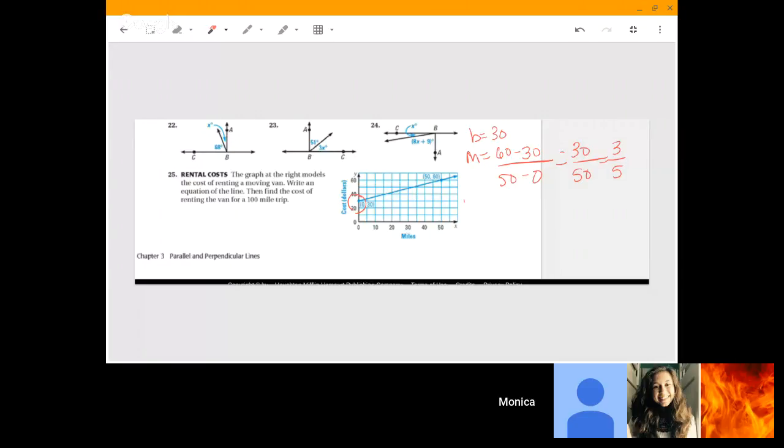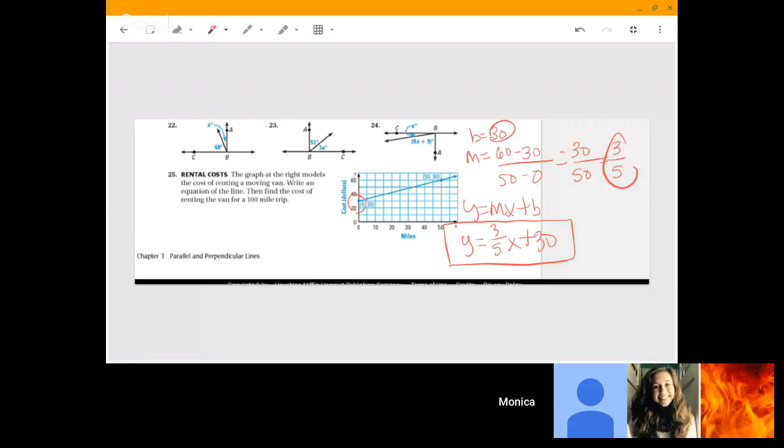So now the equation of the line is y equals mx plus b. And we're just going to plug these values in, okay? So we have y equals m, which is 3/5 x plus b, which is 30. So that's the equation of our line, okay?